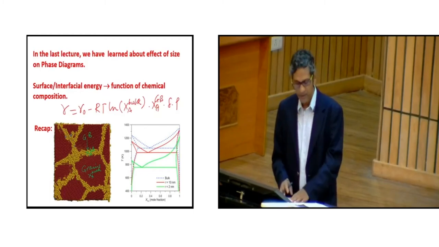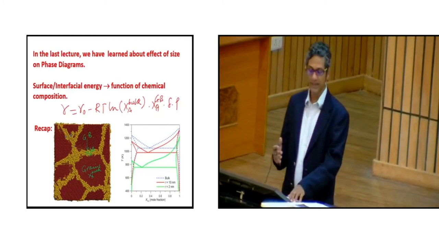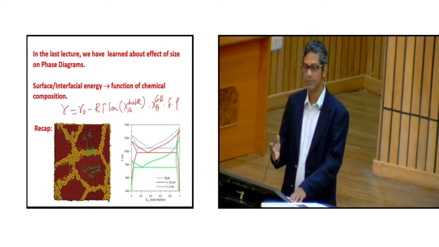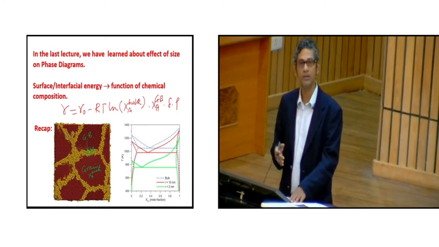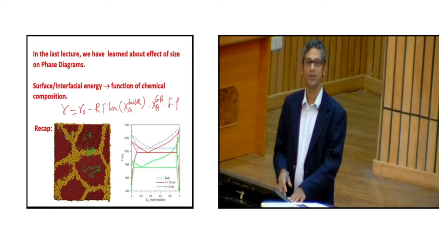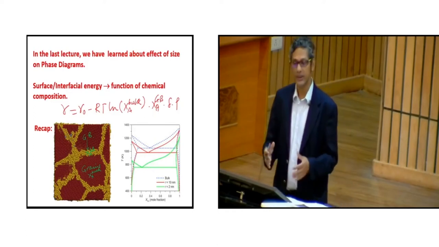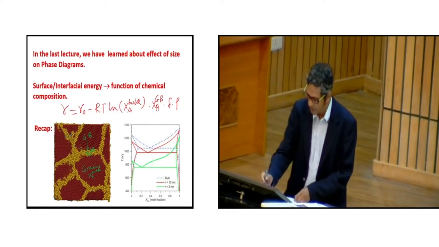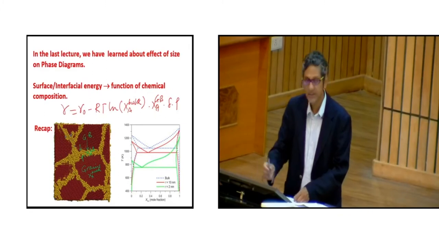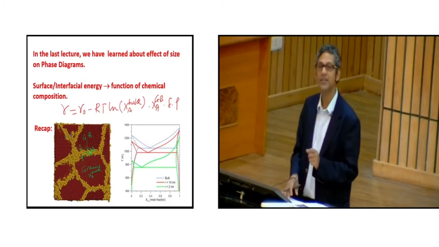So once you have information about this gamma as a function of composition, you can put it in the simple model we discussed. We are not going to go back again, because of time constraint and many other issues. And one can do this. Delta is the thickness of the grain boundary, and rho is the density of the grain boundary. That's a difficult term to calculate.